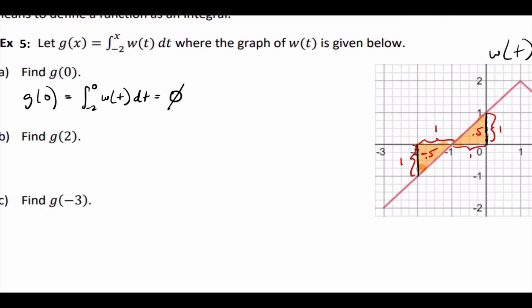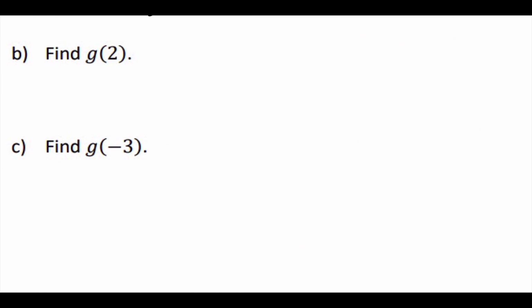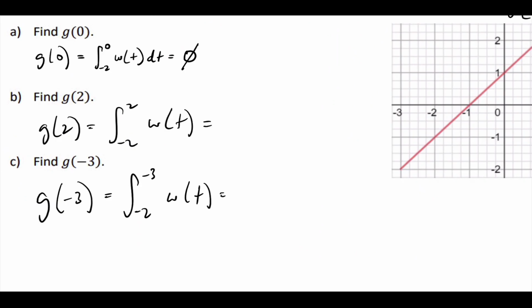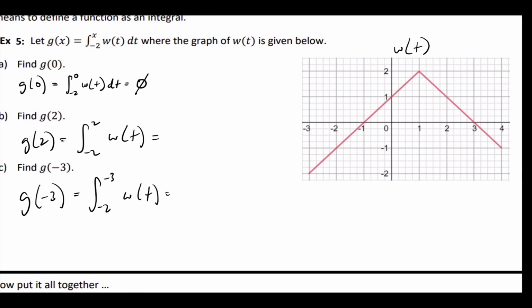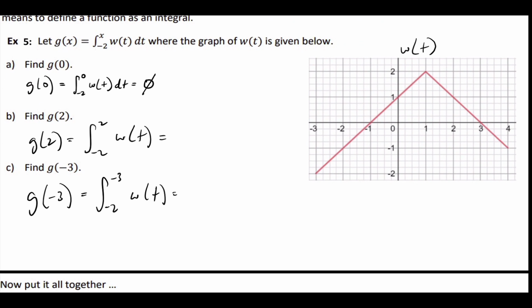Okay. So now I want you to do B and C. I'll give you about 5 minutes to do B and C. Okay. So the area from -2 to +2. We still have that same area we had earlier. That was negative. That's going to be -0.5. So we have -0.5.